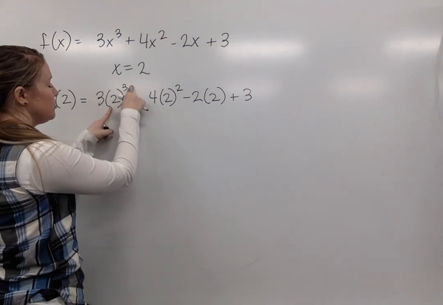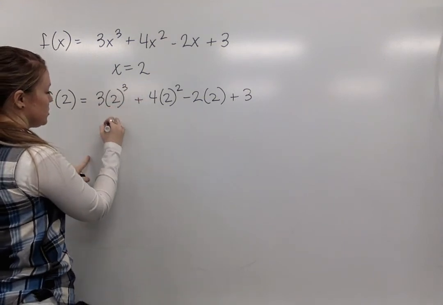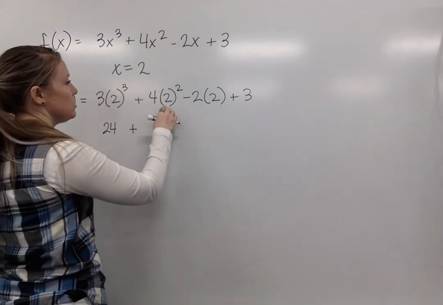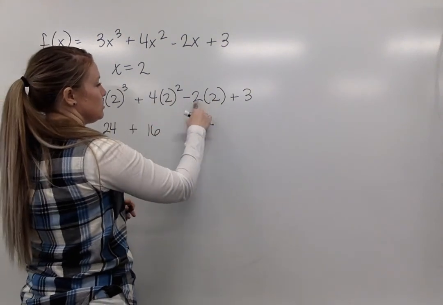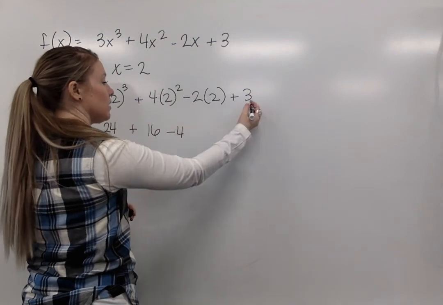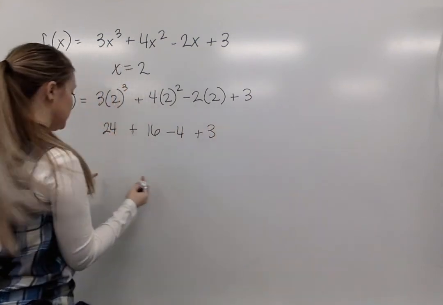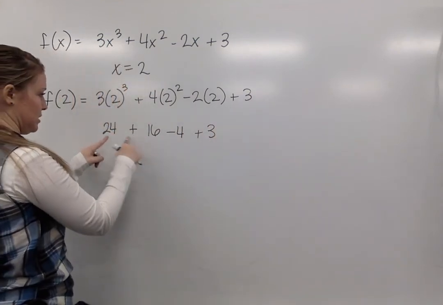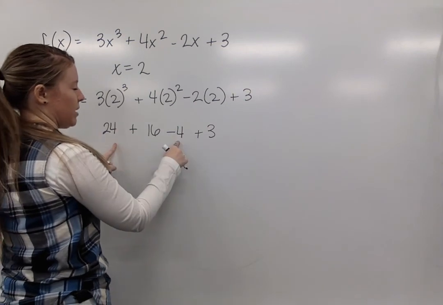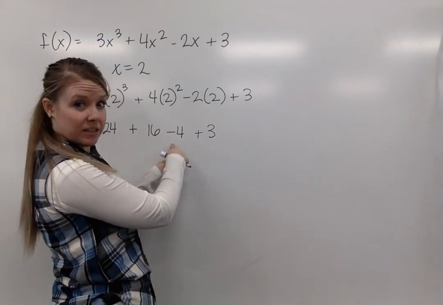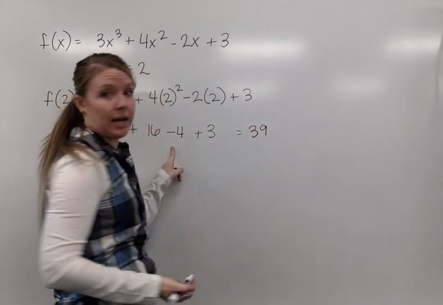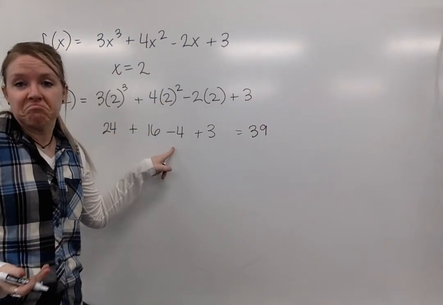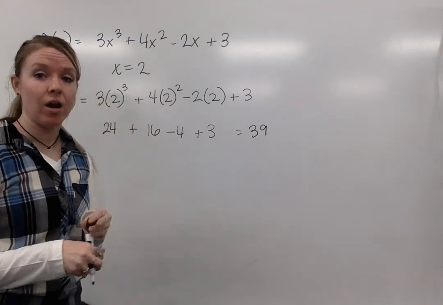So 2 cubed is 8 times 3 is 24. 2 squared is 4 times 4 is 16. 2 times negative 2 is negative 4 plus 3. So 24 plus 16 is 40. 40 minus 4 is 36. 36 plus 3, 39. Okay? Not too bad. Plug it in and evaluate.